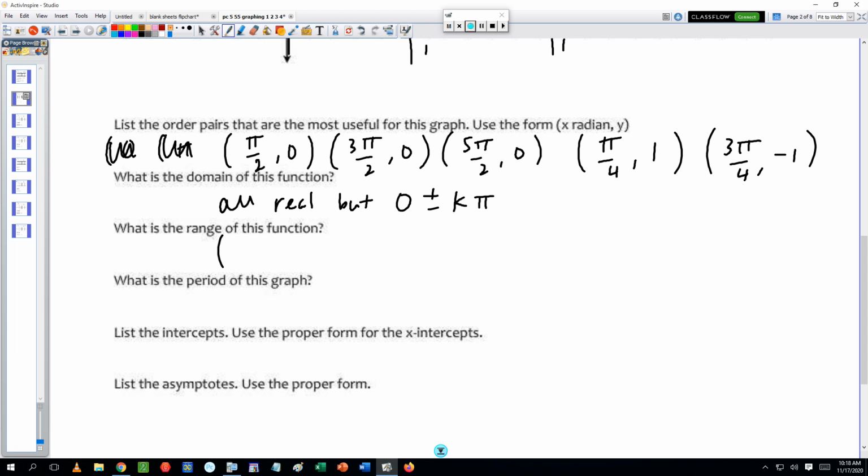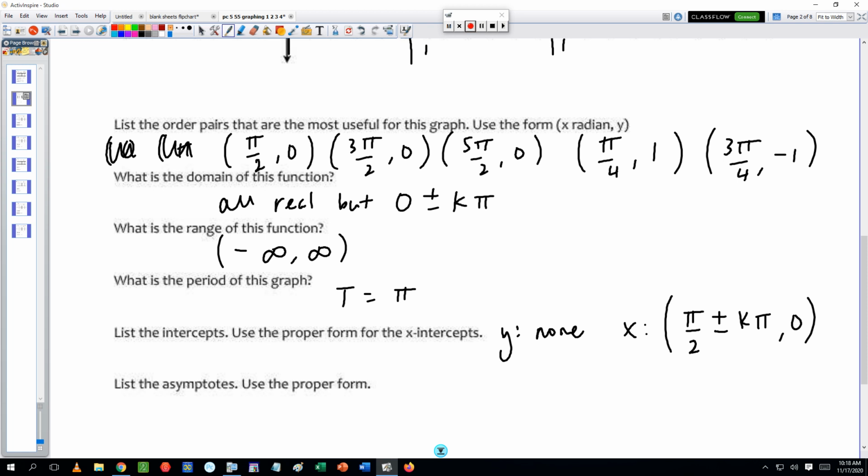The range of this function, the period of this function, like tangent, is pi divided by any b value. So at 180 degrees, you have constant repetition. List the intercepts. There was no y-intercept. X-intercept, we had a nice one at pi over 2, and then they happened every k pi.